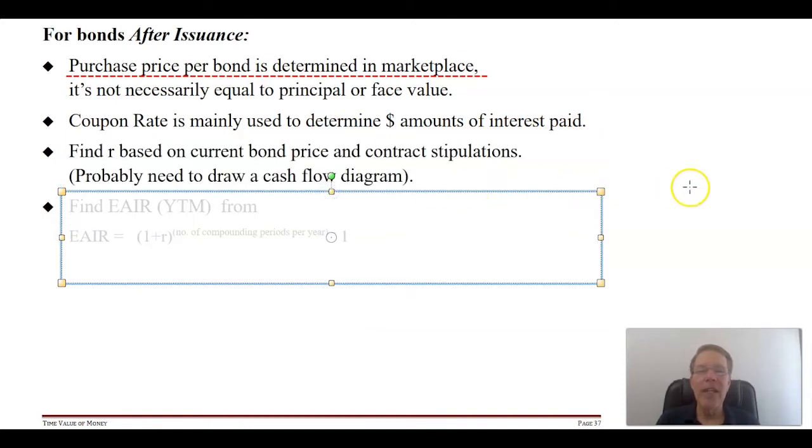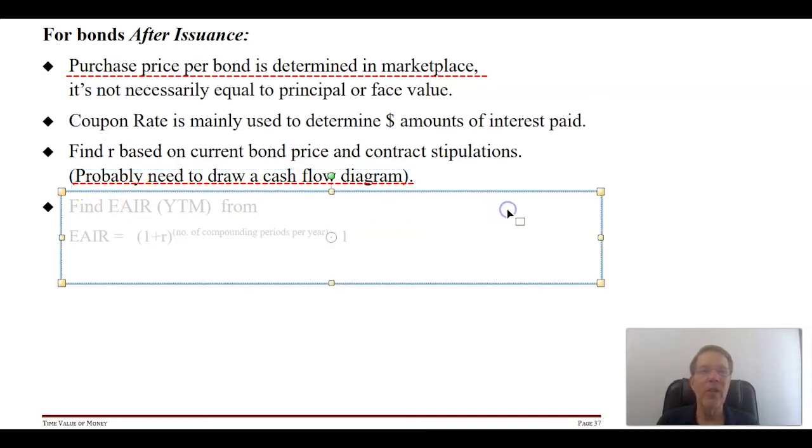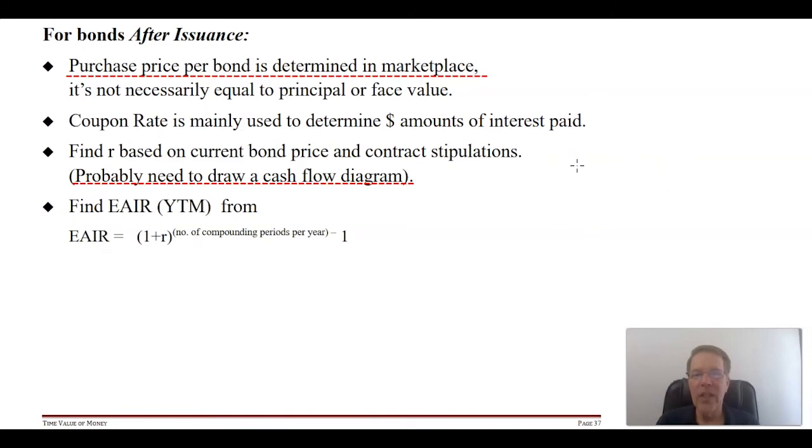And now finding our native interest rate is a much more significant problem, okay? We're going to have to do this based on the current bond price and the contract stipulations, and we are almost always going to need to draw a cash flow diagram to make this work for us, okay? And once we find the R, we can find our yield to maturity from our usual EAIR formula. Remember, yield to maturity, same thing as EAIR, okay?